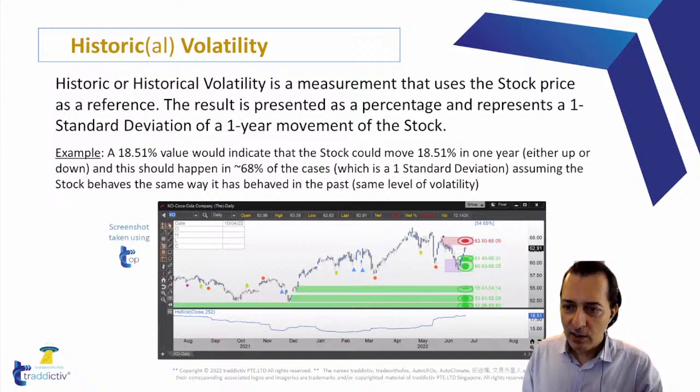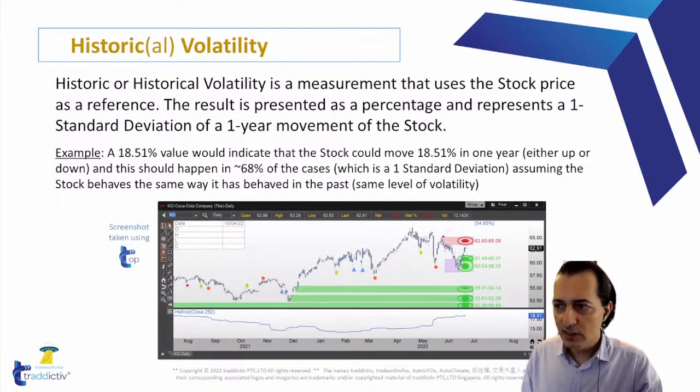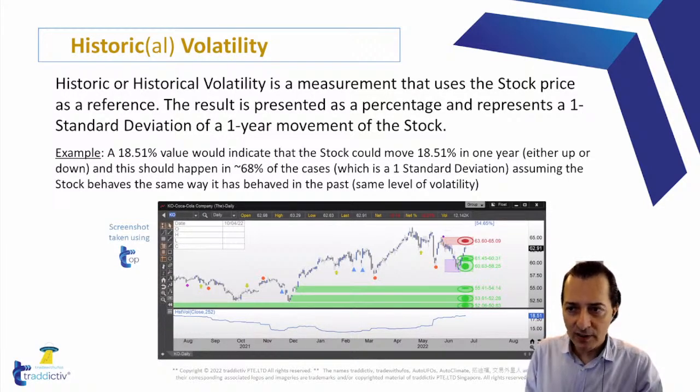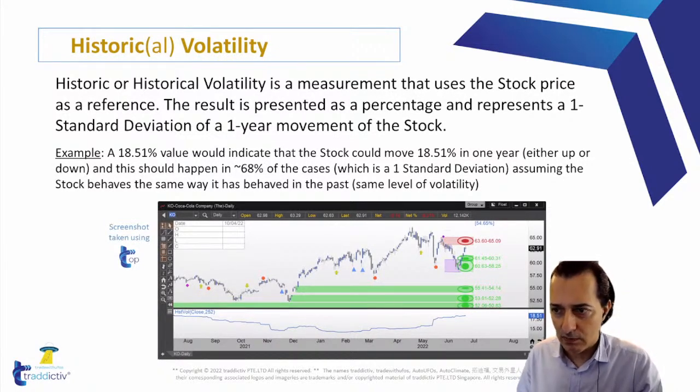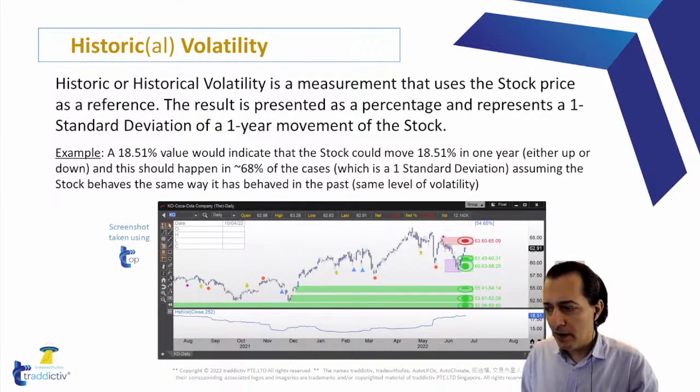So the historical volatility is the volatility which is calculated out of looking at the stock price. So we look at the stock price as a reference and we calculate the historic volatility. I will not get into how the formula is applied because it's complex, but I will get into what the number means. You can see my example in the bottom part. We got a blue number there, which is 18.51 for Coca-Cola Company, which is the stock I got in the bottom part. So what does that mean?